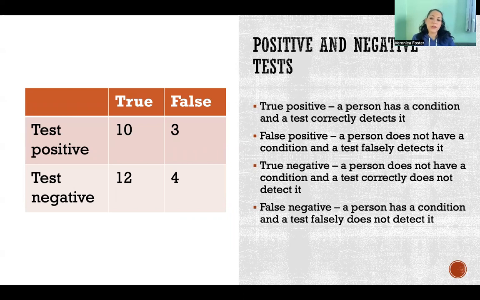A true positive means that they tested positive and the results are correct. A false positive means they tested positive and the results are incorrect. They don't actually have the condition, even if they tested positive.